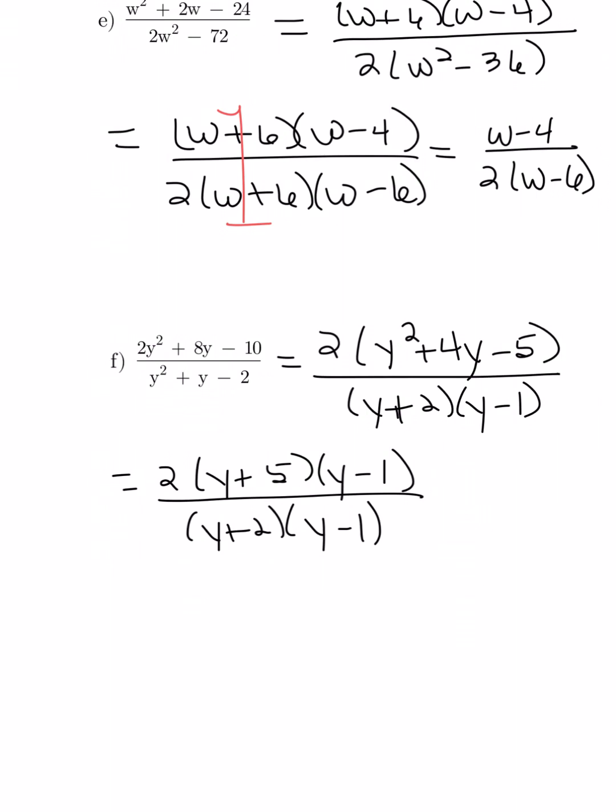We have matching quantities of y minus 1 over itself. We're going to take that out as a 1. What's left then is 2 times the quantity y plus 5 over the quantity y plus 2.